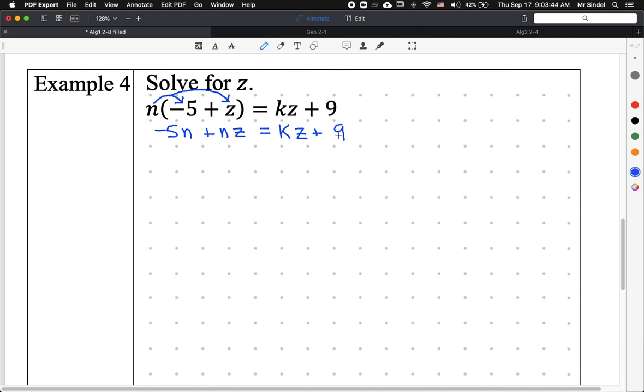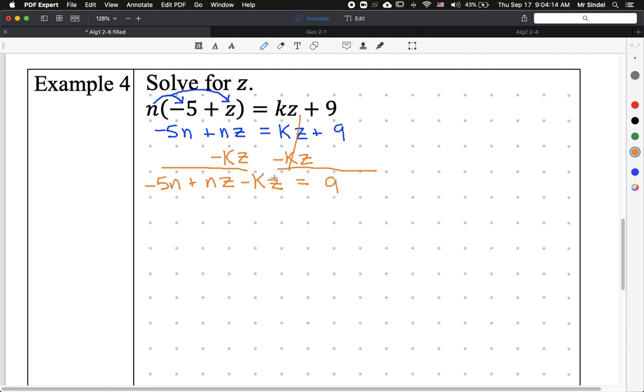Okay, I need to get all the variables on one side and all the constants on the other. I'm going to just kind of randomly decide. I'm going to move this kz over by subtracting kz on both sides. I could have subtracted the nz on both sides, but I'm just doing it this way. From here, this kz is going to be canceled out. I'm left with negative 5n plus nz minus kz. And that's going to be equal to 9 on the right-hand side.